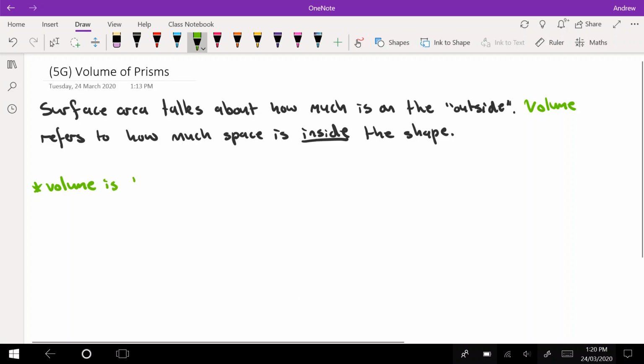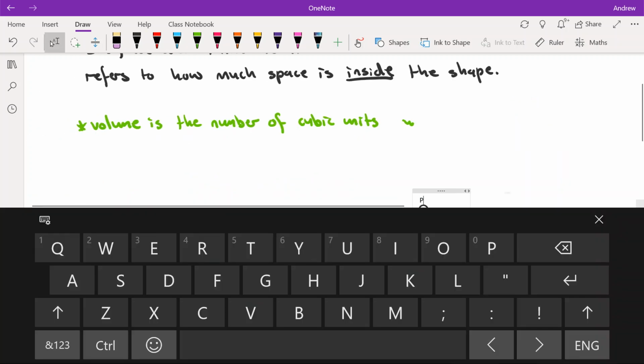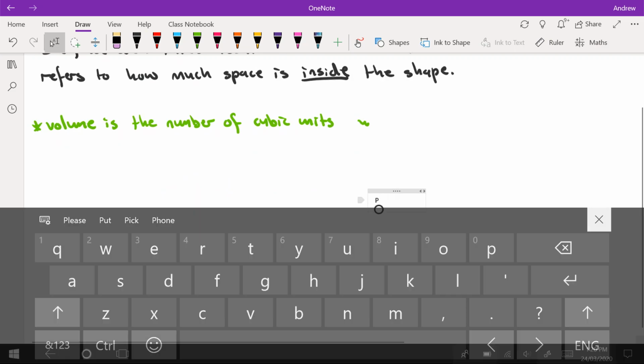It's defined by the number of cubic units within a three-dimensional object.